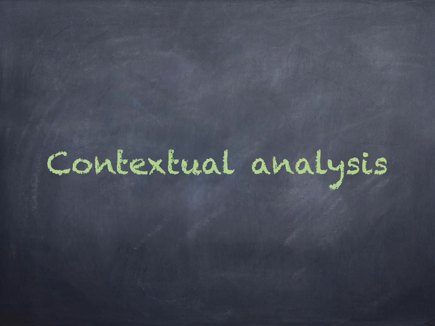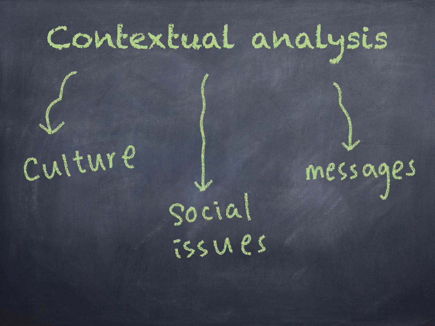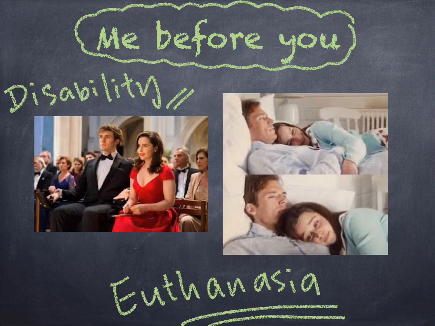And we'll look into the contextual analysis. When we talk about contextual analysis, of course, we're looking into the context of the movie. We'll look into the culture, the social issues, and also the messages included in the movie. Take Me Before You as an example. In this movie, it talks about disability and also euthanasia, assisted suicide.